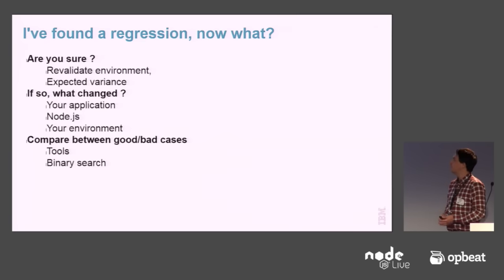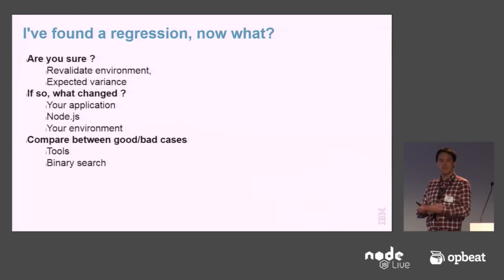So if we're sure that the regression exists, we then need to have a look at what it is that we actually changed. If it's our application code, one way around, we could have a look at what it is that's changed between our good build of our application code and this one that we're testing. It could be that you've gone and upgraded your copy of Node.js to a later version, in which case we need to have a look at what it is that's actually changed within Node.js.